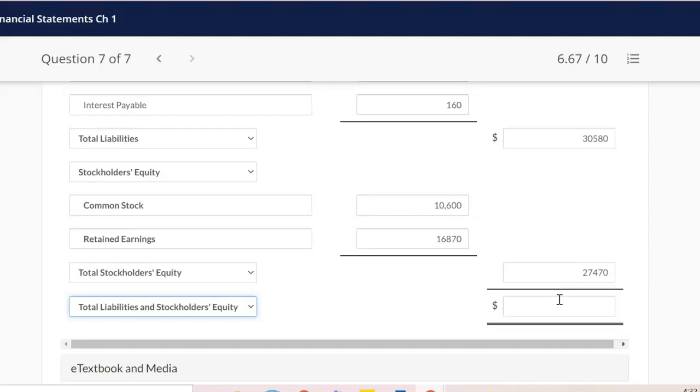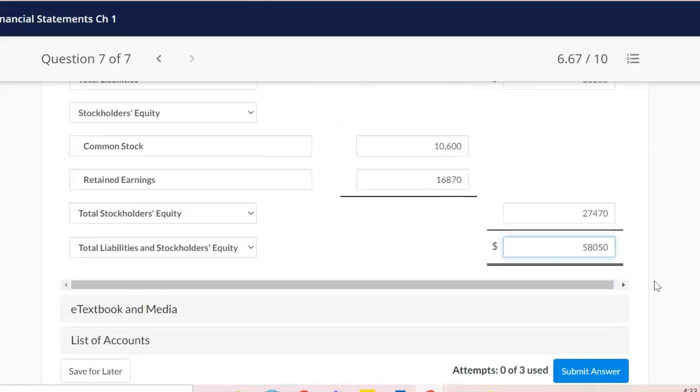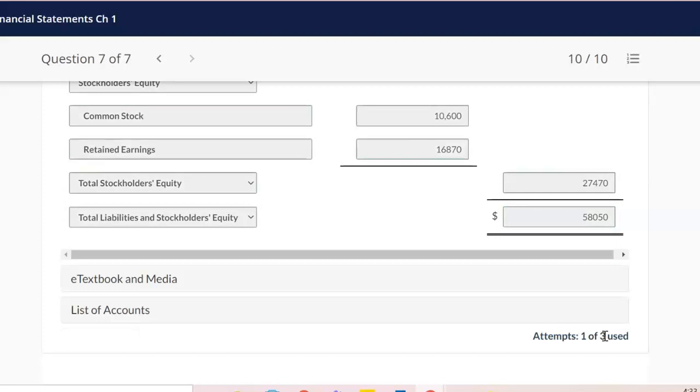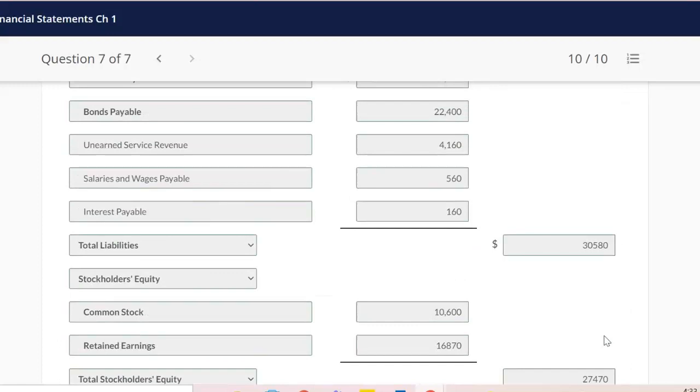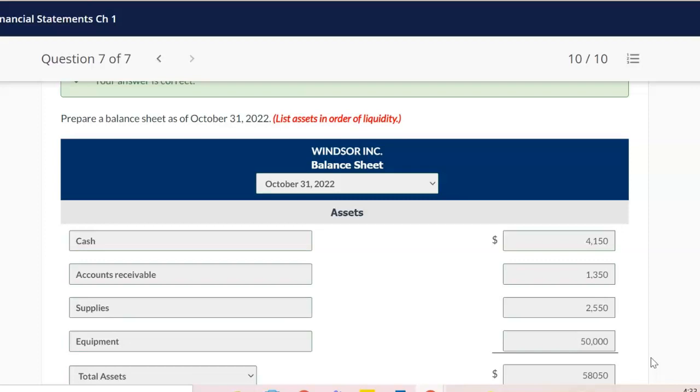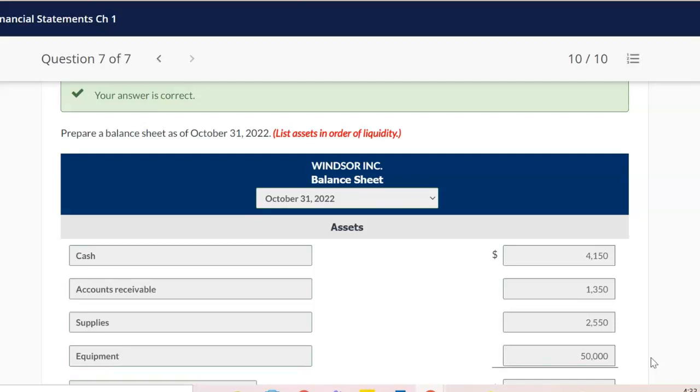Okay. Did you total it? Add this and this. And you got 58 something. All right. Submit. Good. All right. So the total is 58,050. Go up to the total assets. What are the total assets? 58,050. It's called the balance sheet because the assets equal liabilities plus shareholders' equity.